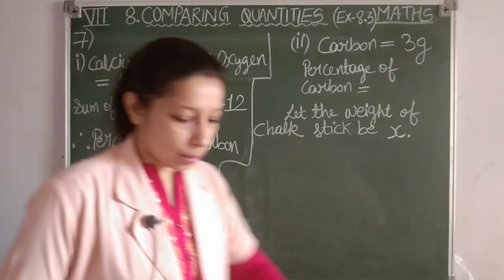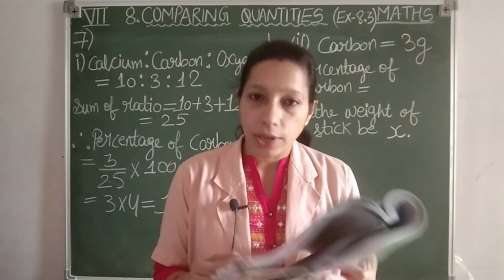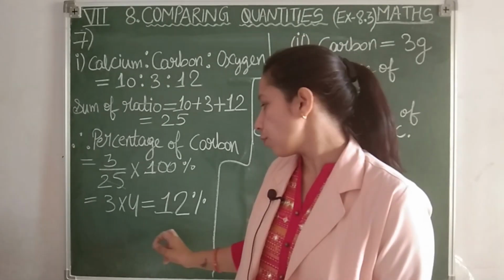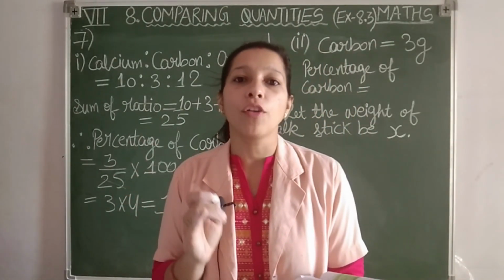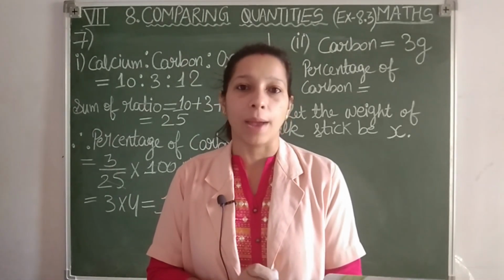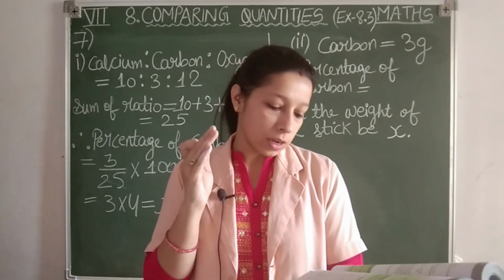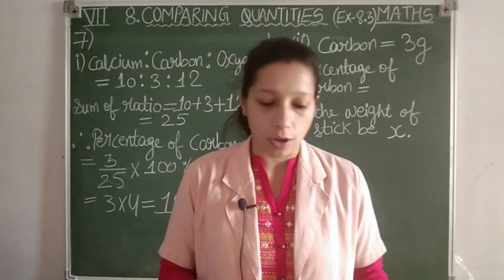Now let us see the second point, students. If in a stick of chalk carbon is 3 gram. See, in the first point we have found the percentage of carbon. Percentage of carbon is 12%. And how much is the 12% of carbon in chalk? It is equal to 3 gram. It is given in your textbook that the weight of carbon is 3 gram in the chalk. Fine. What is the weight of the chalk stick?